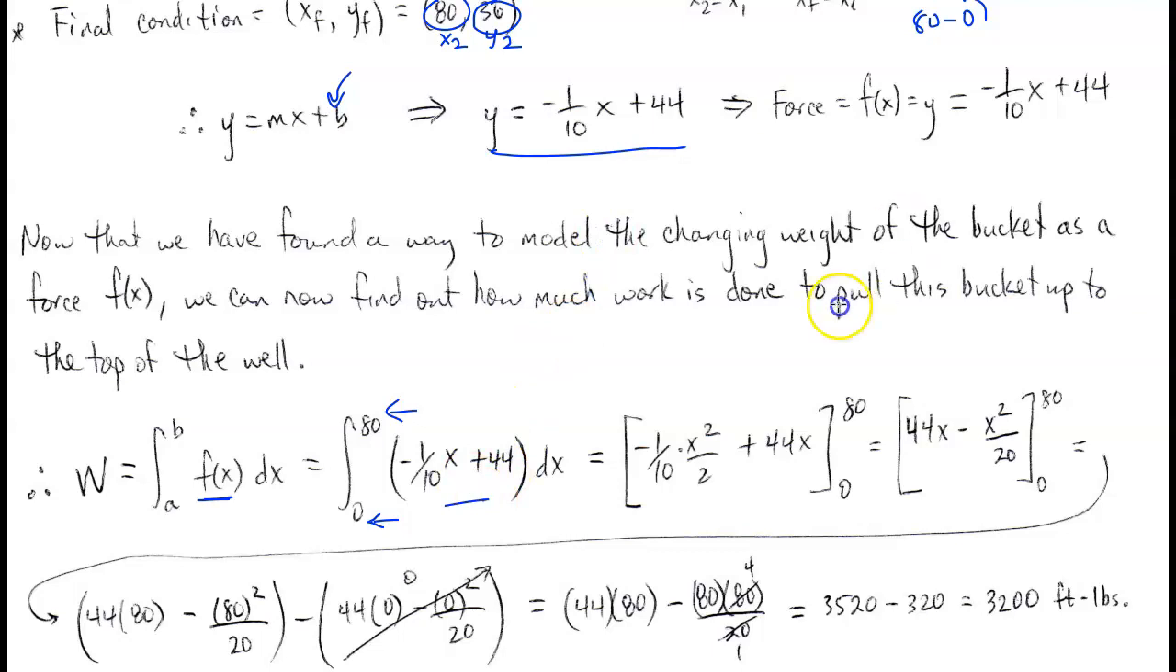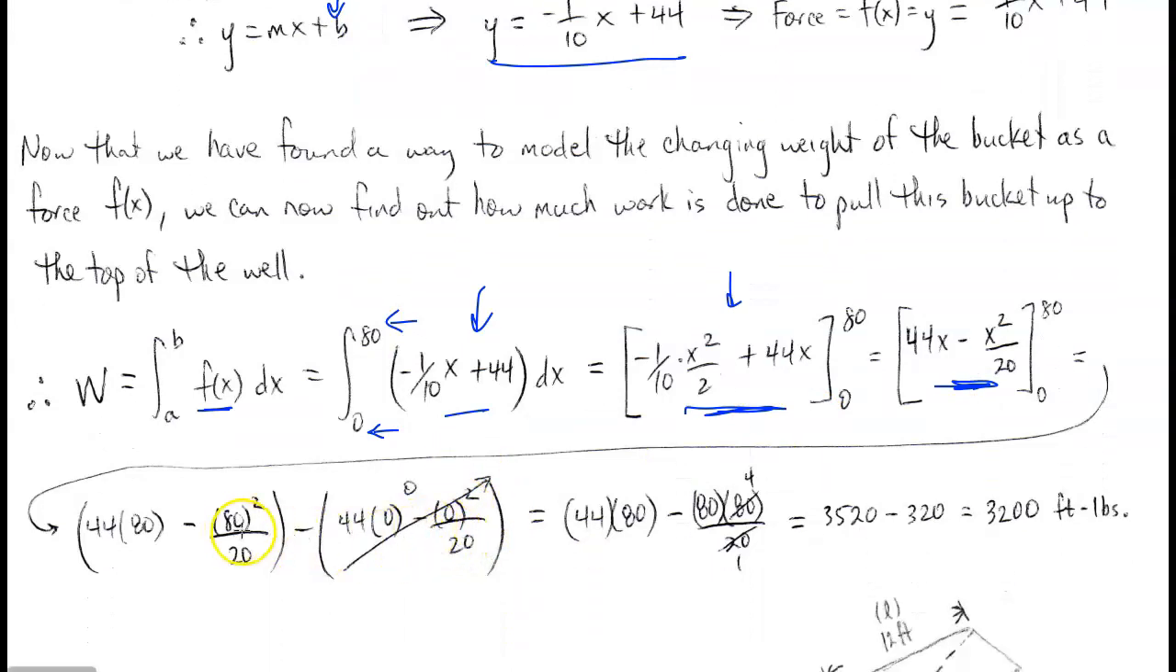And then it's just a matter of taking an antiderivative of this linear function, evaluating it from 0 to 80. Once we do a little cleaning up here and get 44x minus x squared over 20, then we use the net change theorem, plug in 80 minus plug in 0, and we end up getting 3,200 foot-pounds for that.